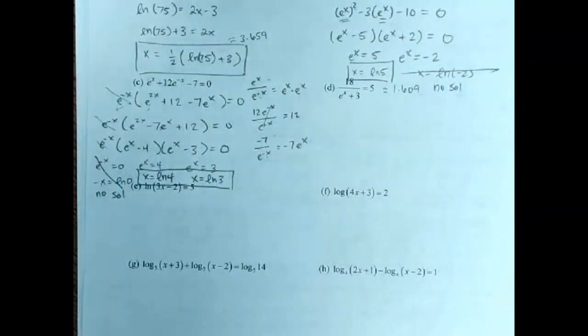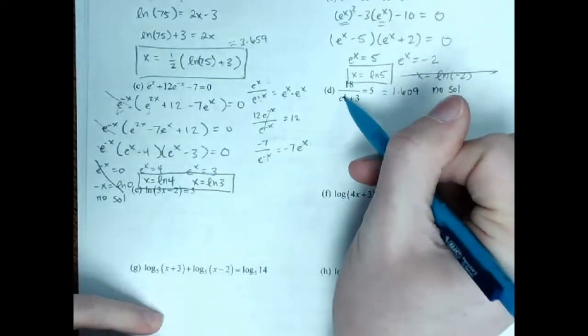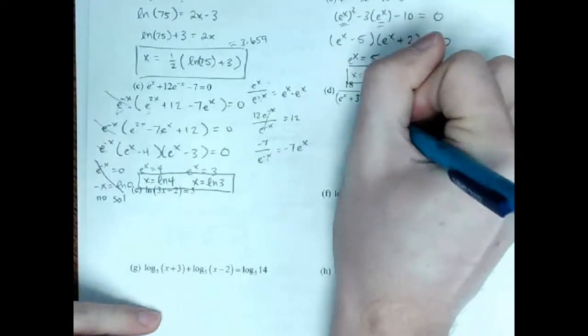Okay, so that one was a little bit weird. Let's move on to the next one, which is easier. Here I have 18 over e to the x plus 3. What I'm going to do is take this whole chunk and multiply it over.